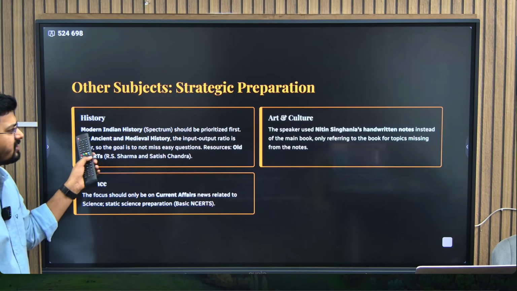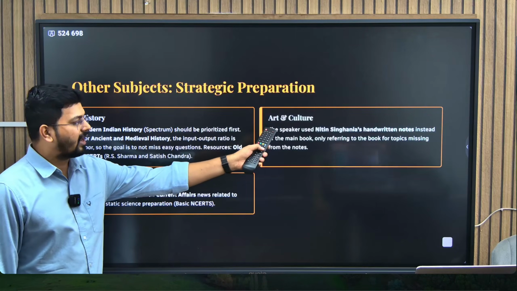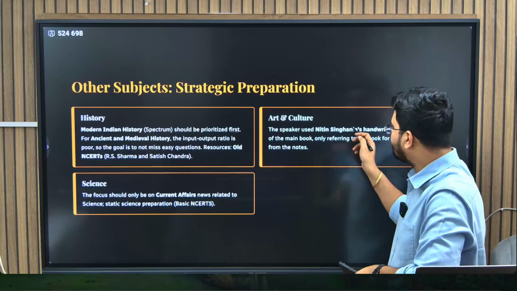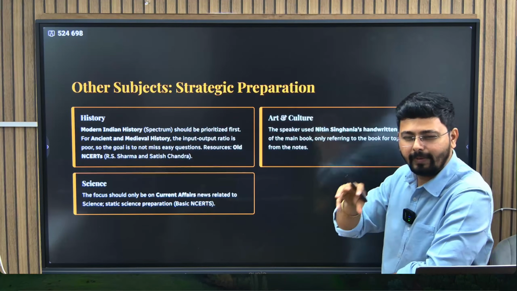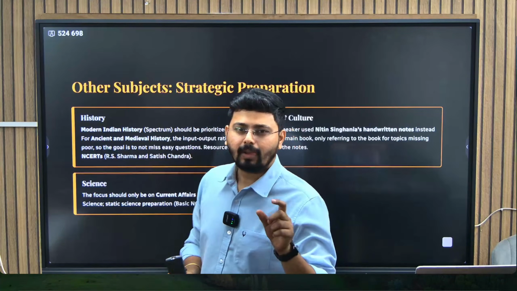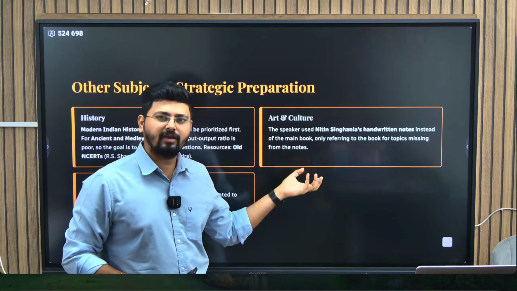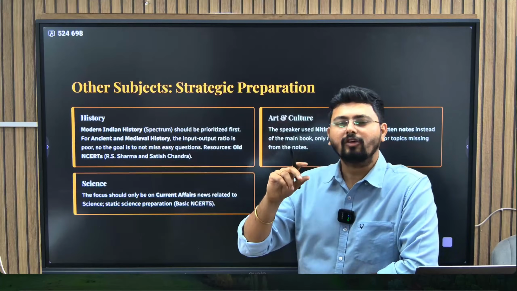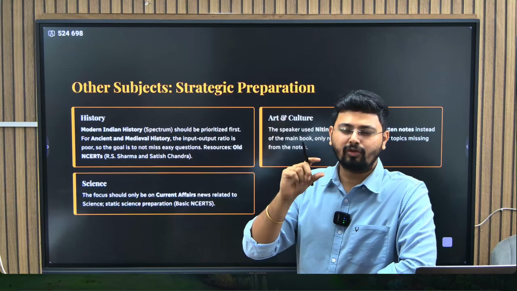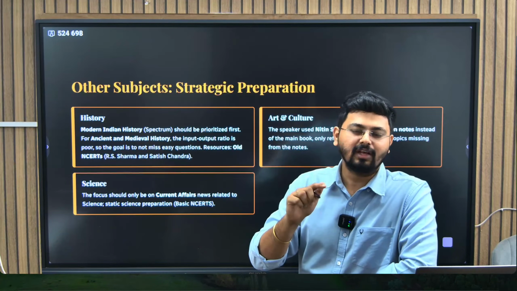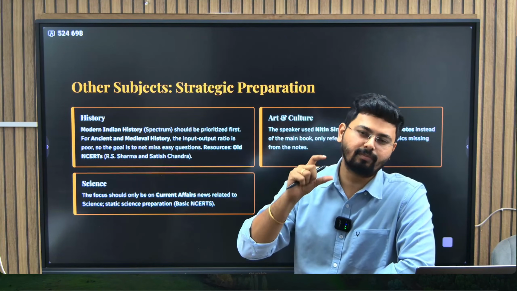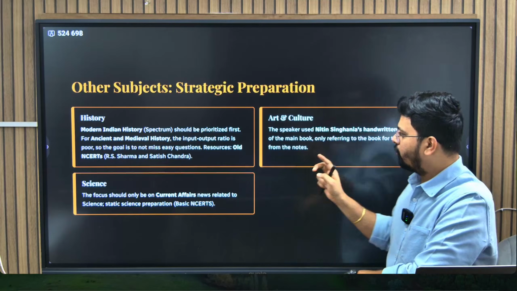Then other subjects, history, spectrum, art and culture, I would suggest Nitin Singhania sir's handwritten notes should be read, and the main book you can read for topics missing in the handwritten notes. The book is very bulky, your return on investment is very less. That's why you read the handwritten notes, and then missing topics you can read from the textbook. Okay, so that would help.